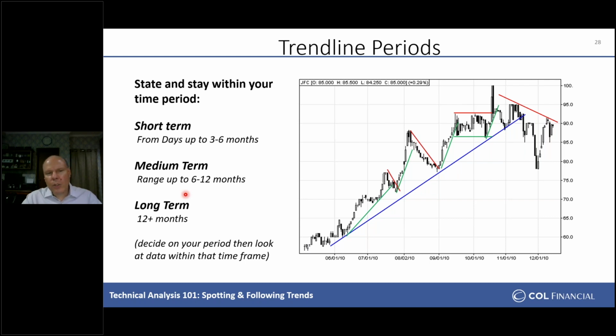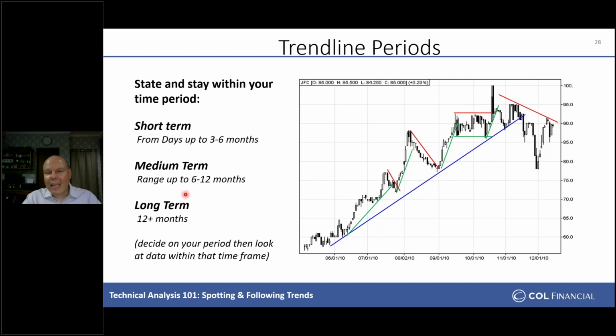Now, let me just make sure that this is quite clear for you. You should not have more than 1 or 2 trend lines per picture unless you're changing the time dimension of your chart. That way you know exactly what you're looking at. Now, you have to decide, will I be trading in the short term, the medium term, or long term? Once you decide that, you cannot change your mind.